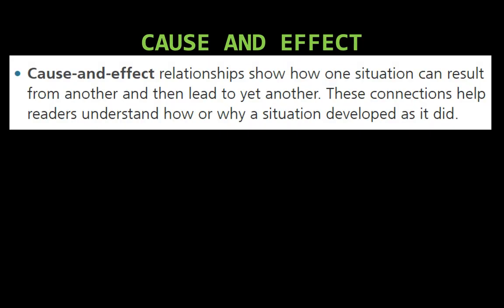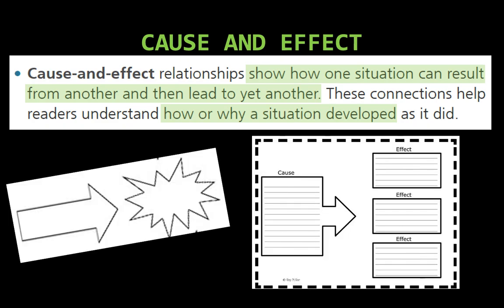With cause and effect, the author is going to show how one situation can result from another and lead to yet another. Again, this might tell us how or why a situation developed. Here are some common graphic organizers that you might see. So again, we have the cause and the effect. Or you might have it the other way around with the effect and then the cause.